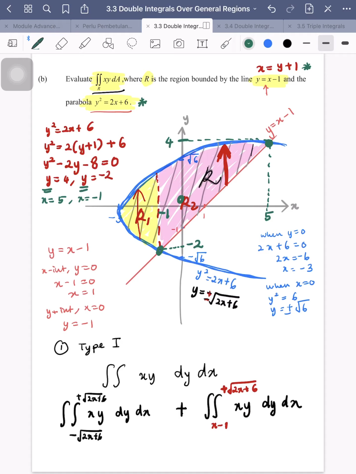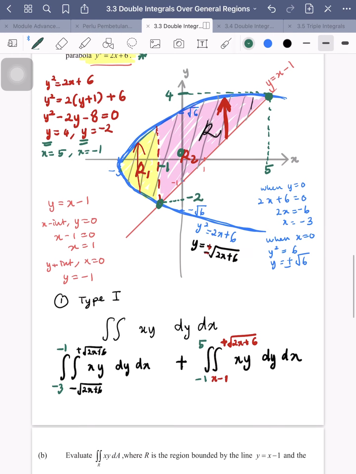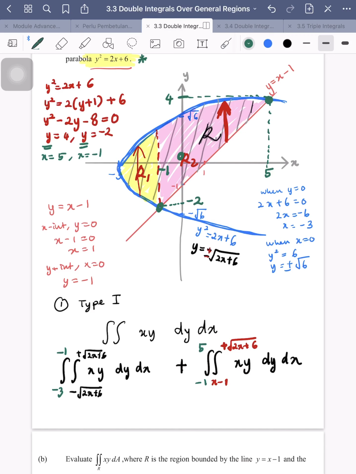Okay, so continue. See your region 1. Again, region 1, from here to here. So it's from -3 until -1. And for region 2 here, the pink color, from -1 until 5. So this is the region, the limit for type 1. Okay, and then you solve until the end.